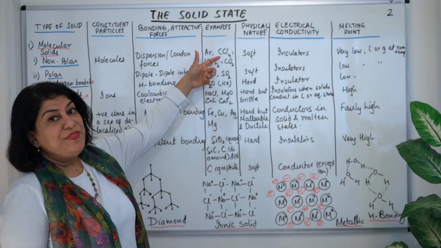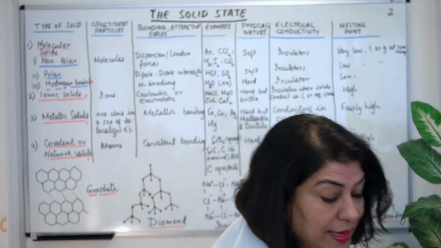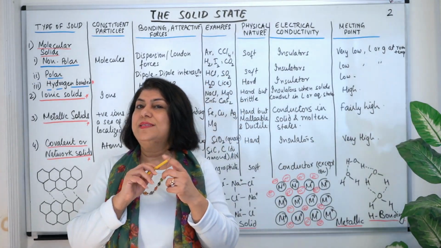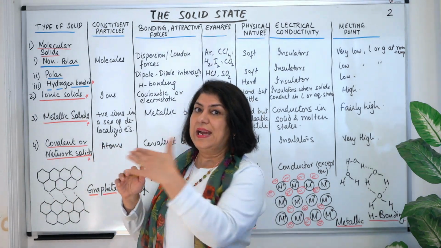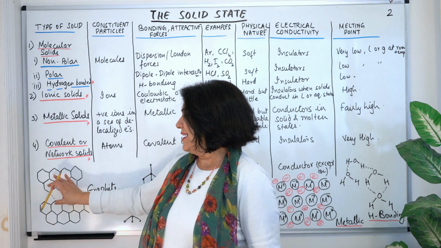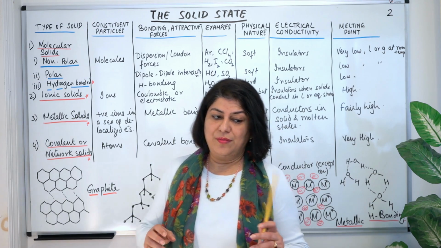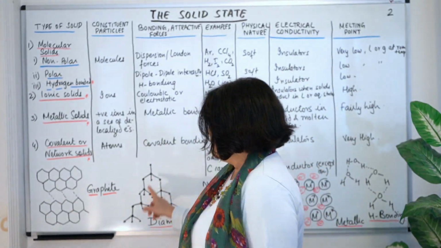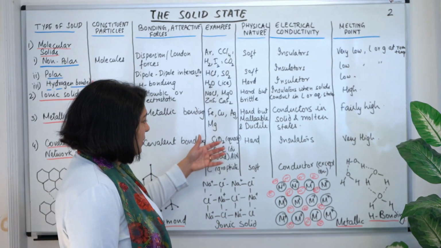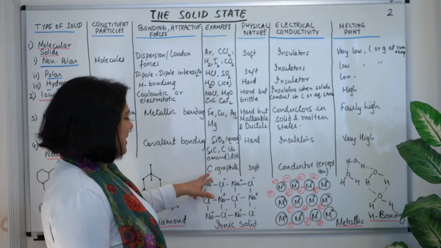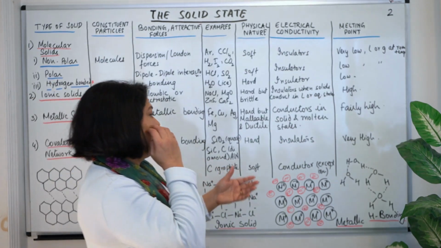What is the physical nature of these solids? They are hard, but graphite, on the other hand, is soft, because graphite actually is an exception. It is a network solid, but because of forming the bonds in layers, it has certain characteristic properties which make it an exception among the network solids. But others are like diamond. Diamond is the hardest known substance. So such solids are usually hard, except for graphite, which is soft. And that is because of its unique layered structure.